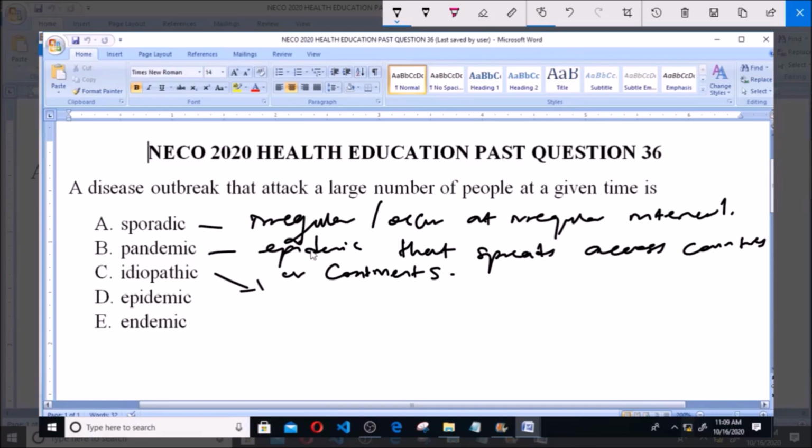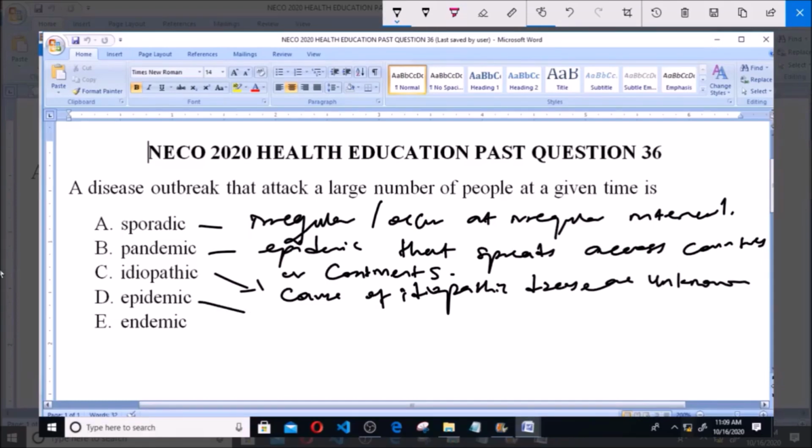Now option C says idiopathic. Now idiopathic is any disease that has no known cause, that is, the cause of this disease is unknown. The causes of idiopathic diseases are unknown, so we refer to those diseases as idiopathic disease. Any disease that has no known cause, we say it is an idiopathic disease.